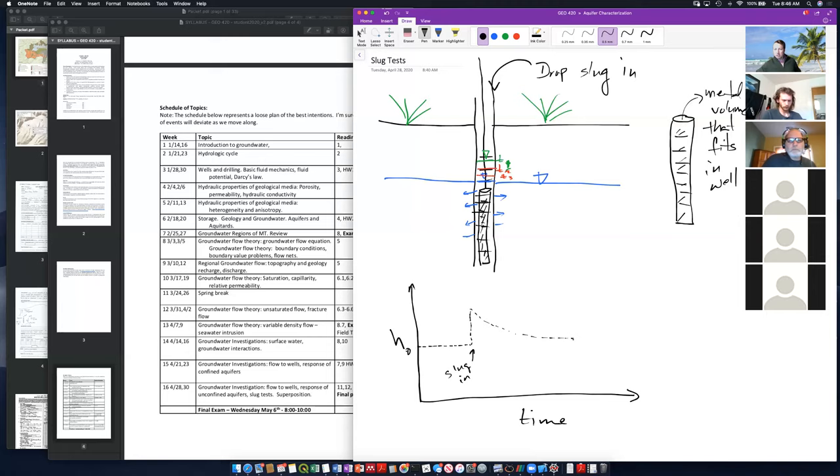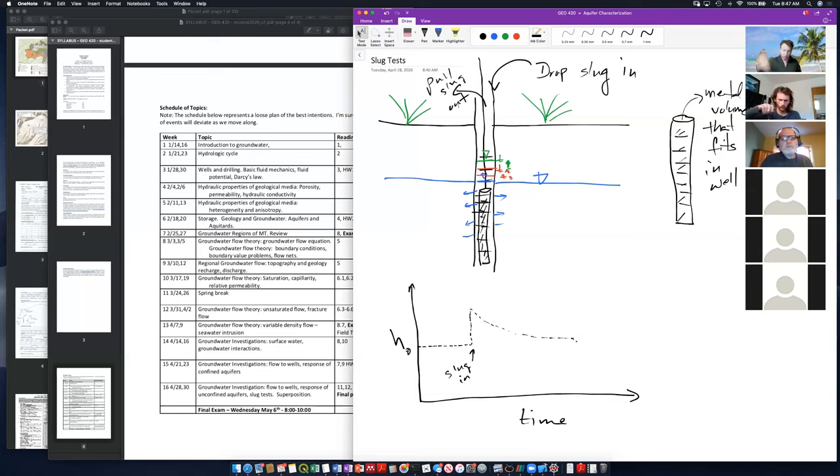Then the next thing I usually do in a slug test is I pull the slug out really fast. What do you think happens then? So now I yank the slug out. Wouldn't it depress the water level? Why? Because you're removing some volume, the mass of the slug. It doesn't have much to do with buoyancy, but it does have a lot to do with the volume that we pulled out. So you're right.